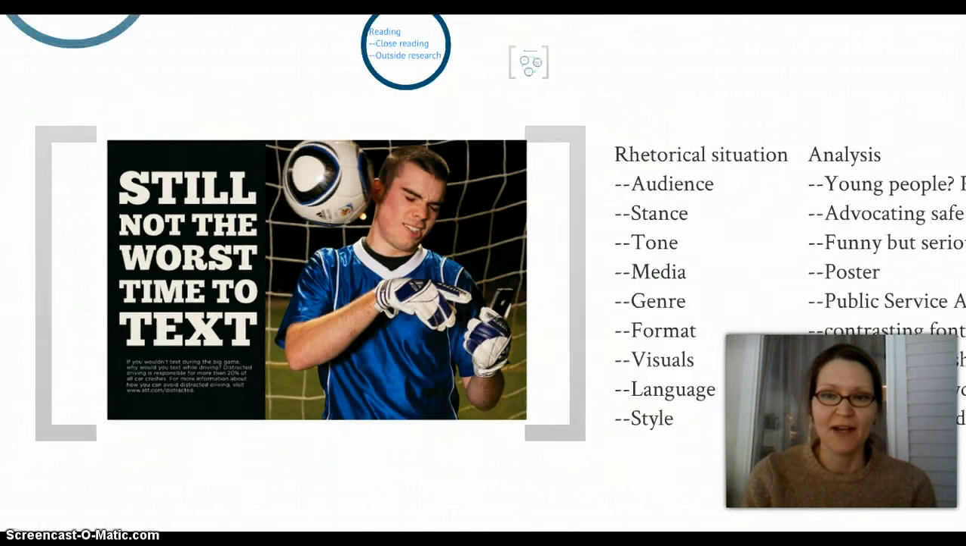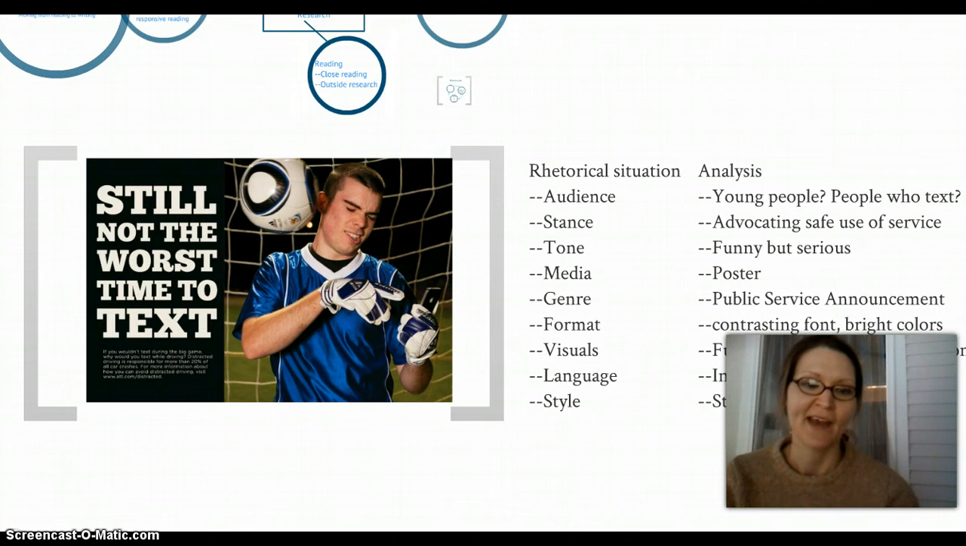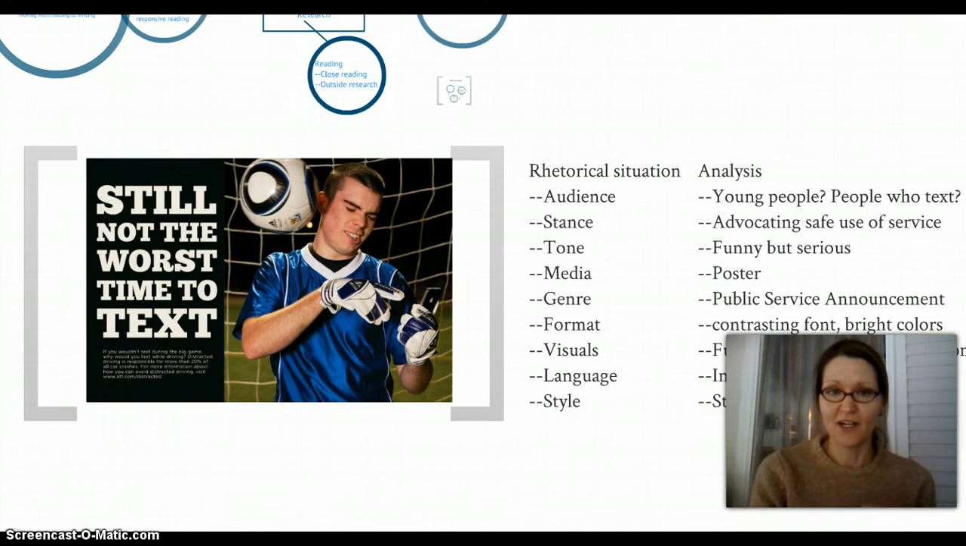Here's what my analysis of the rhetorical situation would look like. How do I know who the audience is? Well, I'm going to guess it's maybe young people, or at least people who text. Why would I think that? Because it looks like a young person in the picture, and I assume the authors want their message to get across to this particular audience. So they're finding a way to speak to them by choosing a picture with somebody who looks like them.